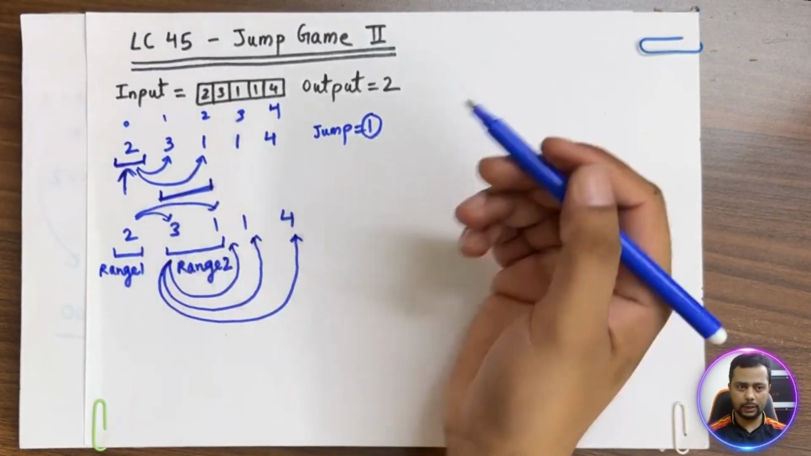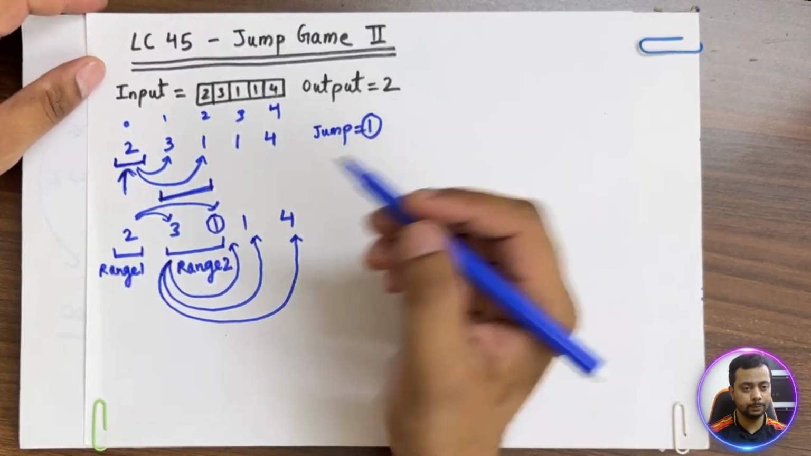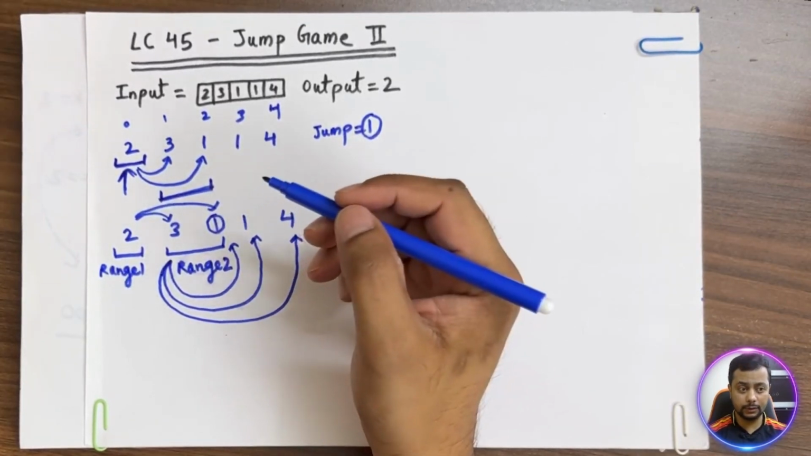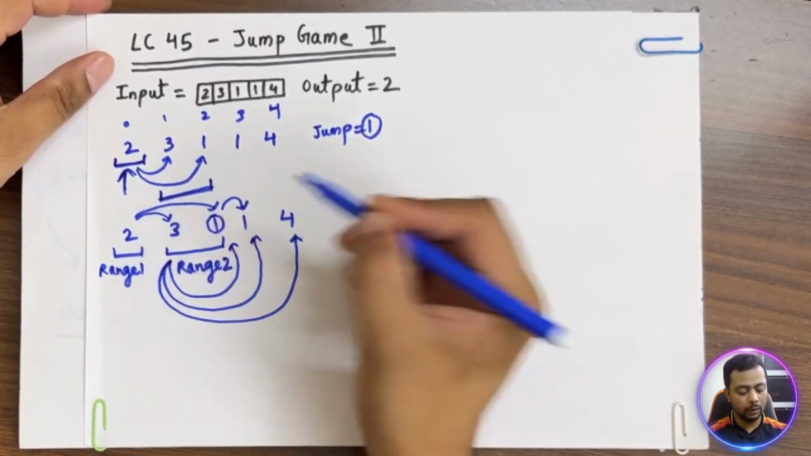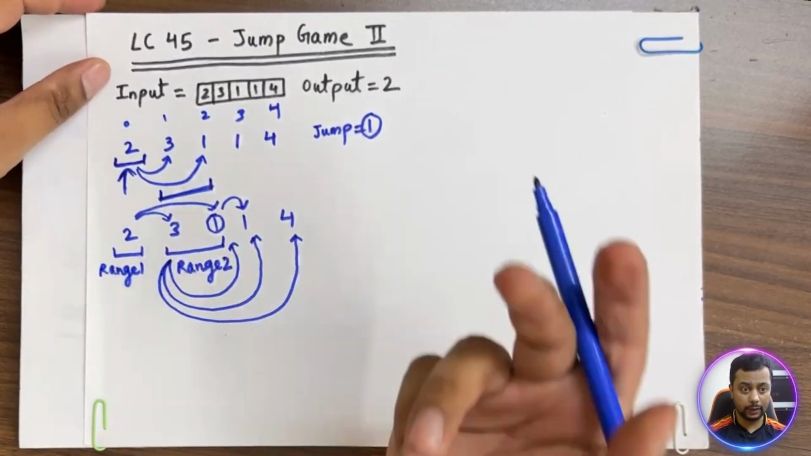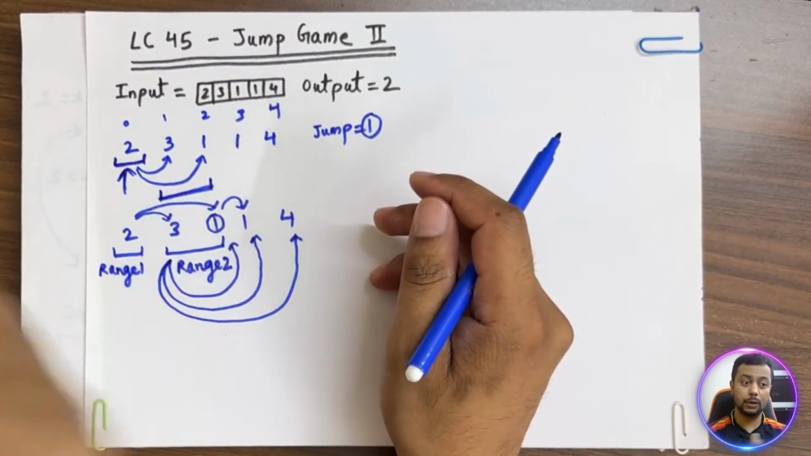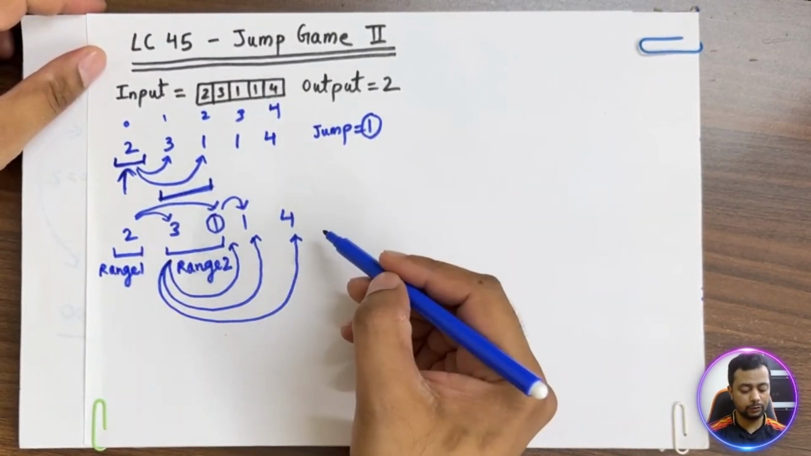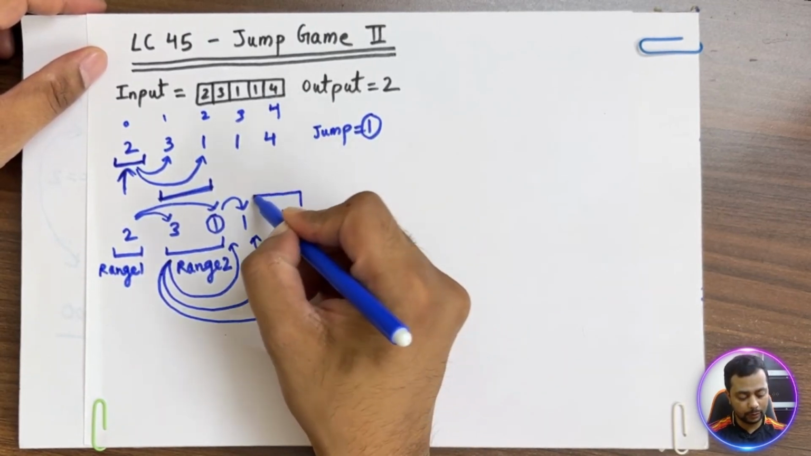Now let's forget about 3. Let's say we start from this position. So the only option that we have will be taking a jump of size 1. So we will land over here. Now if you see your next range, basically range is the last position which is reachable from the previous range. So what is the last position which is reachable from range 2? That is 4. So this becomes our next range.